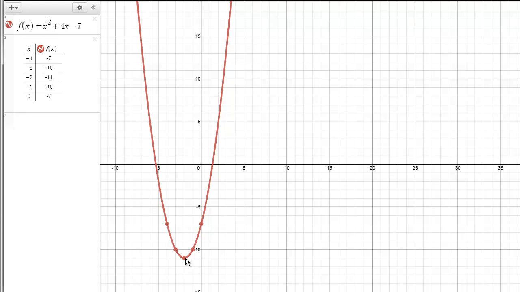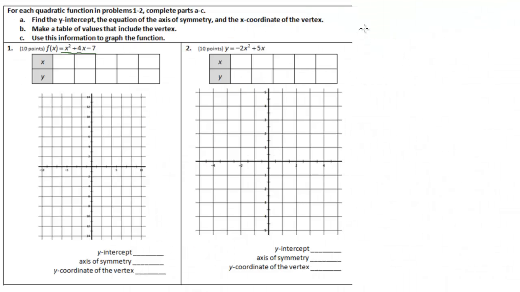Now, the low point or the vertex is here at -2, -11. So I put that in the middle of my table. Just to verify that -2, -11 is our vertex, let's do a couple of things here to remind you of how to find the vertex. x is equal to -b over 2a. This is the formula for finding the x-coordinate of the vertex.